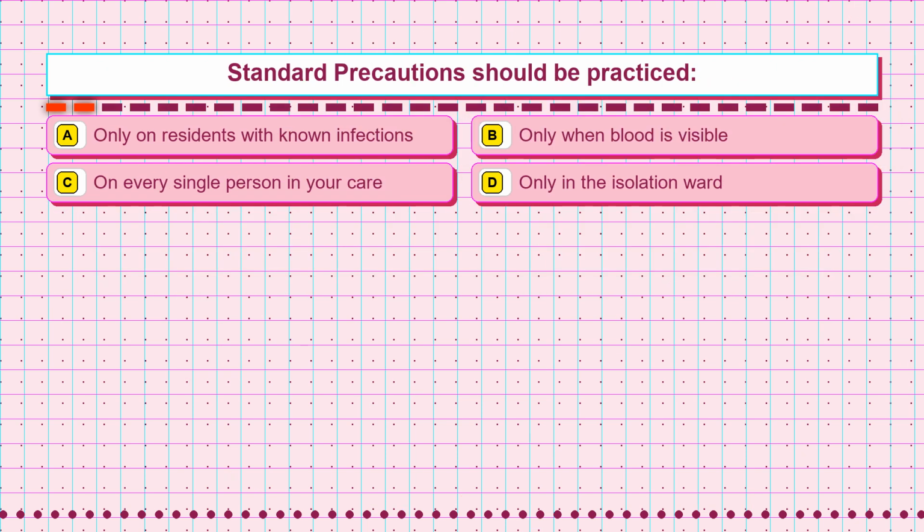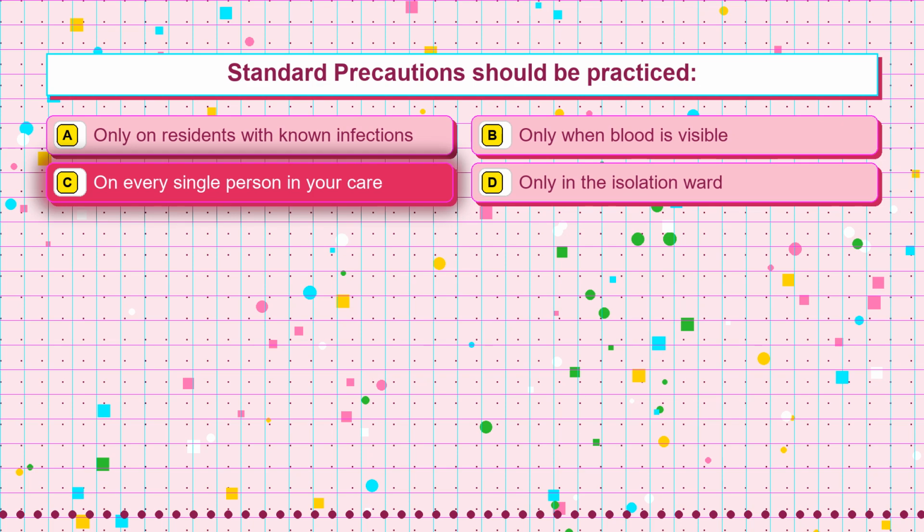Question 61. Standard precautions should be practiced: Option A, only on residents with known infections. Option B, only when blood is visible. Option C, on every single person in your care. Option D, only in the isolation ward.